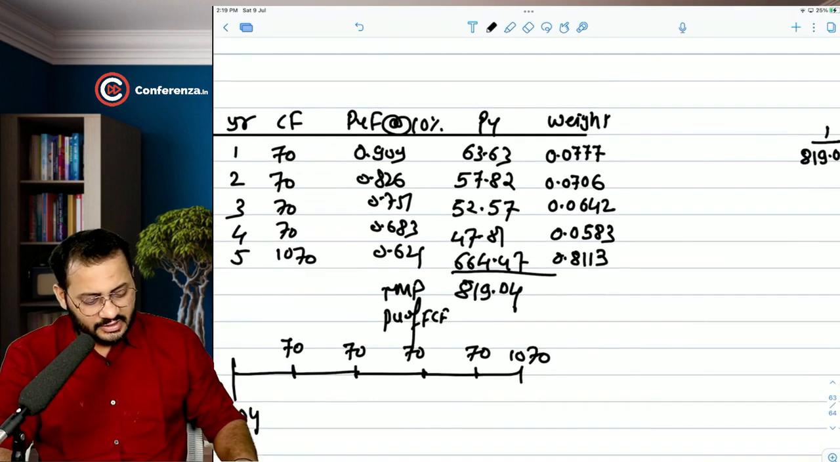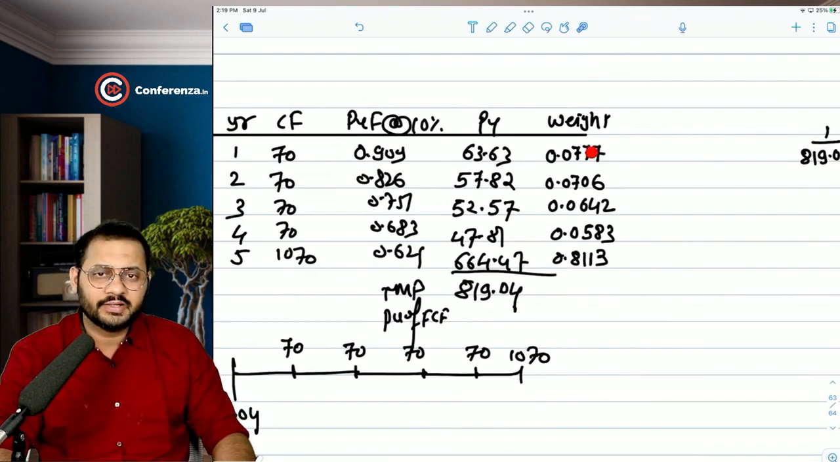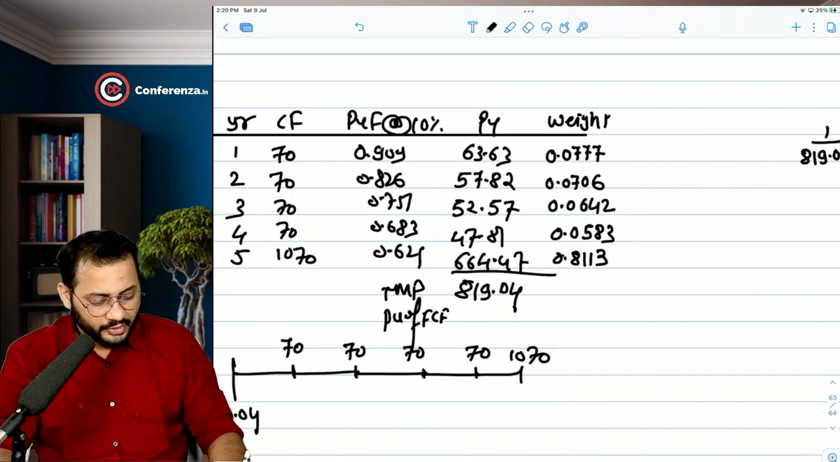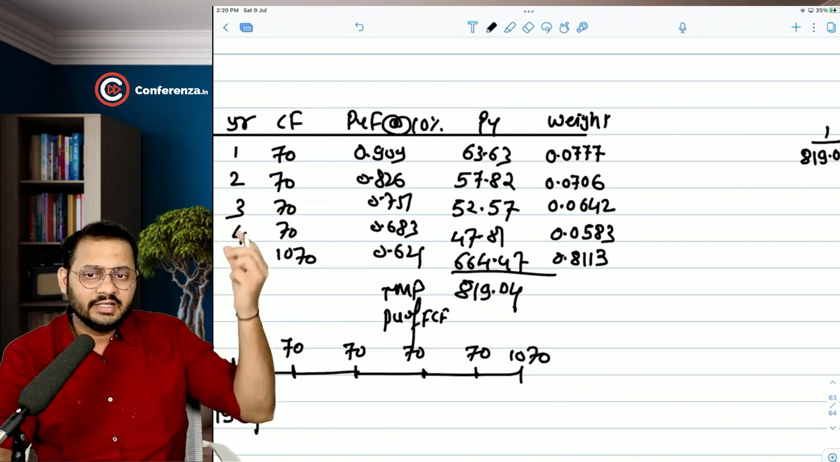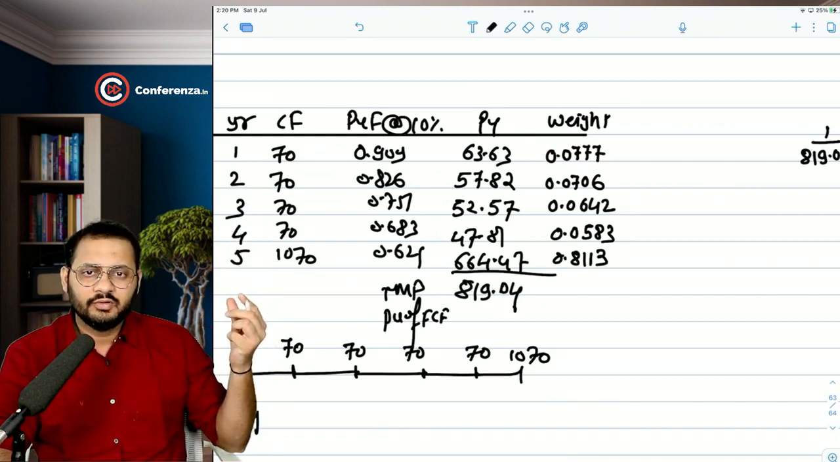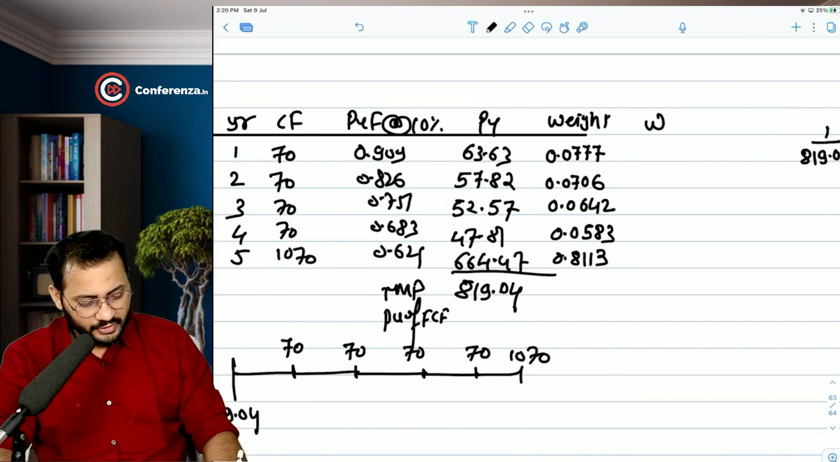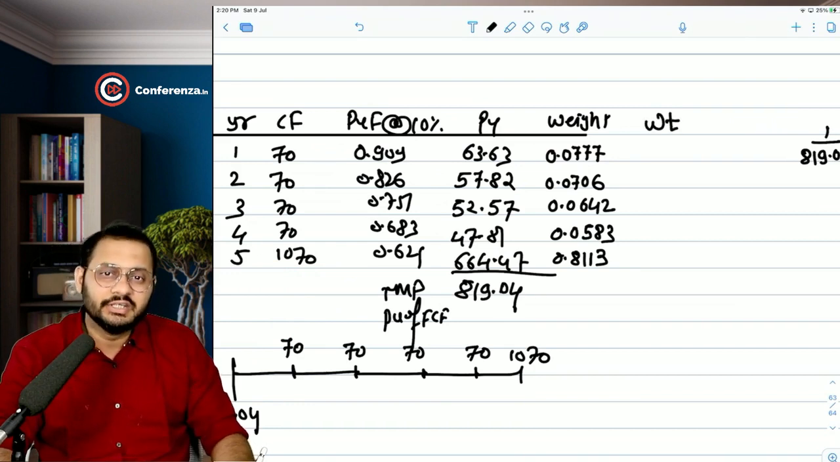Okay, so these are the weights. What does this represent? This represents how much of the total present value you have recovered in the respective years. Now we want to find out in exactly which year we have been recovering. So we are going to multiply the year with the weight. So this will be called the weighted average years.